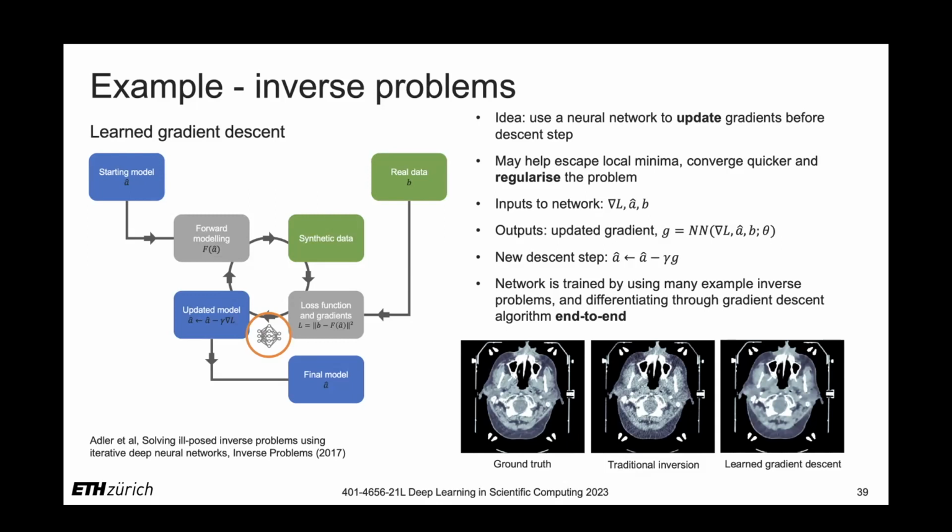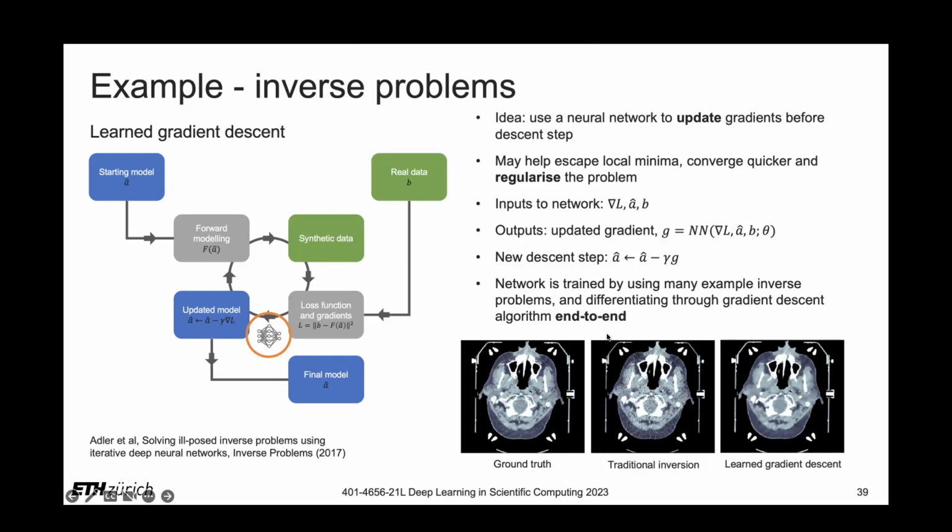Okay, so how do you train it? You just set up your inverse problem with the neural network in the middle of it, and then you train the network end to end. So you just get the inverse algorithm with the neural network in the middle of it to run.